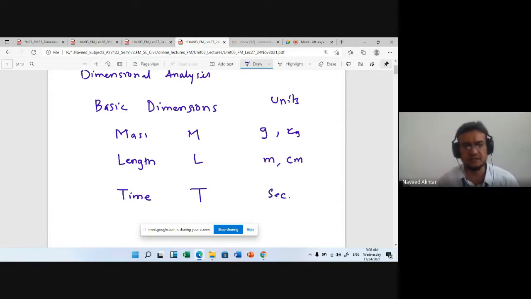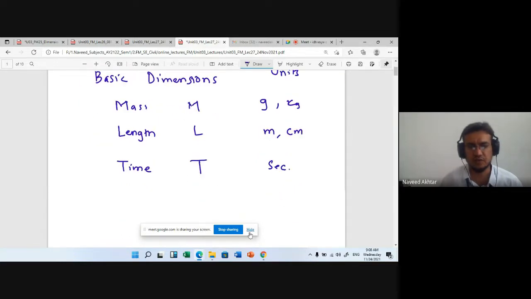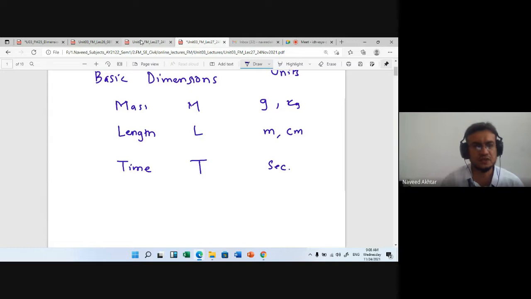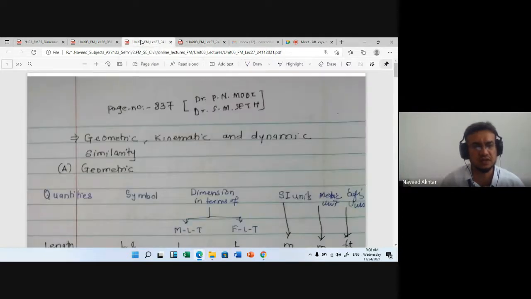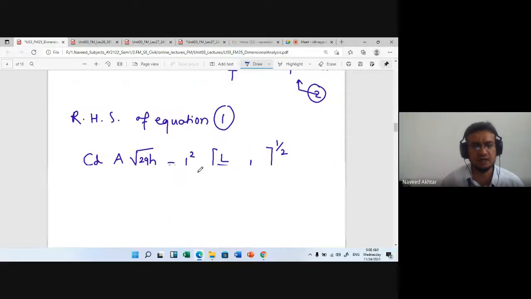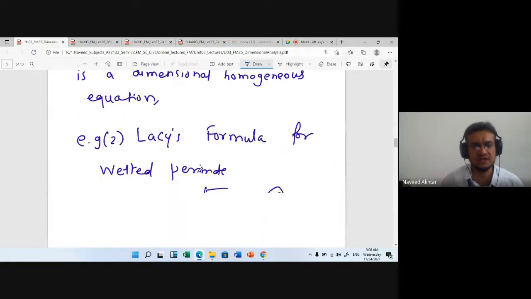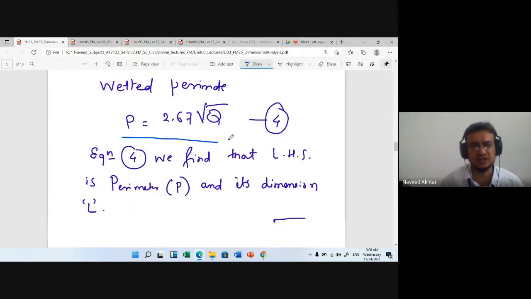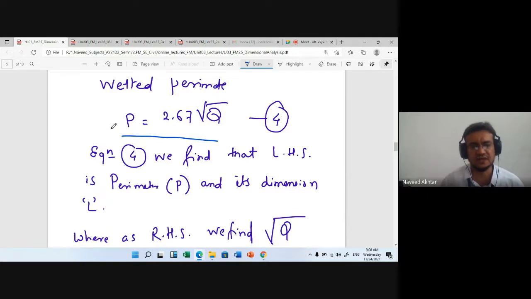So generally, dimensional analysis is very important for understanding the fluid flow problem and the non-dimensional parameters also in fluid flow. Okay, so I think this is visible. And also we have seen a non-dimensional equation, that is Lacey's formula for the wetted perimeter, P is equal to 2.67 root Q. In this you can see the wetted perimeter is nothing but the perimeter. Perimeter dimension is L, we are measuring in meter.